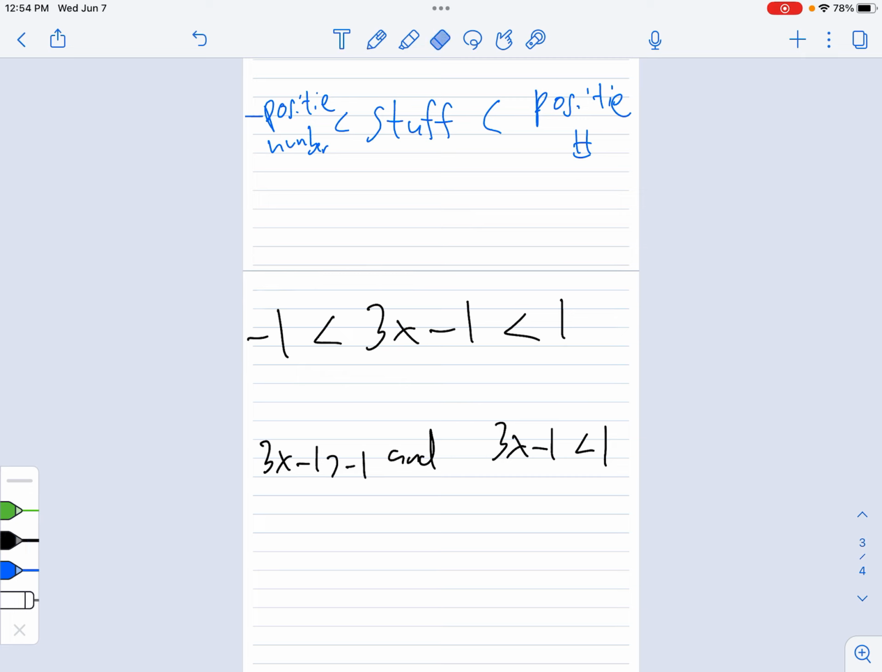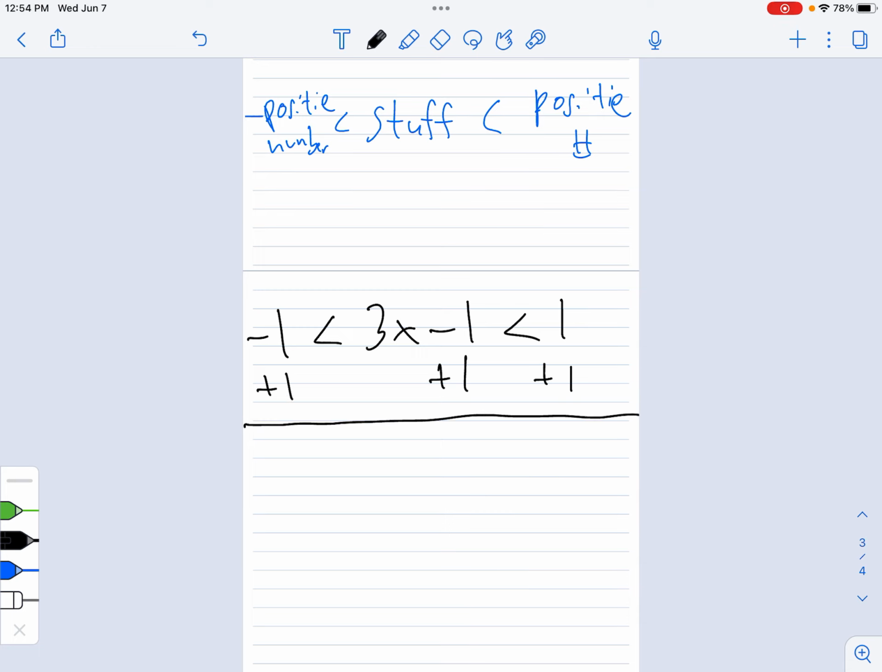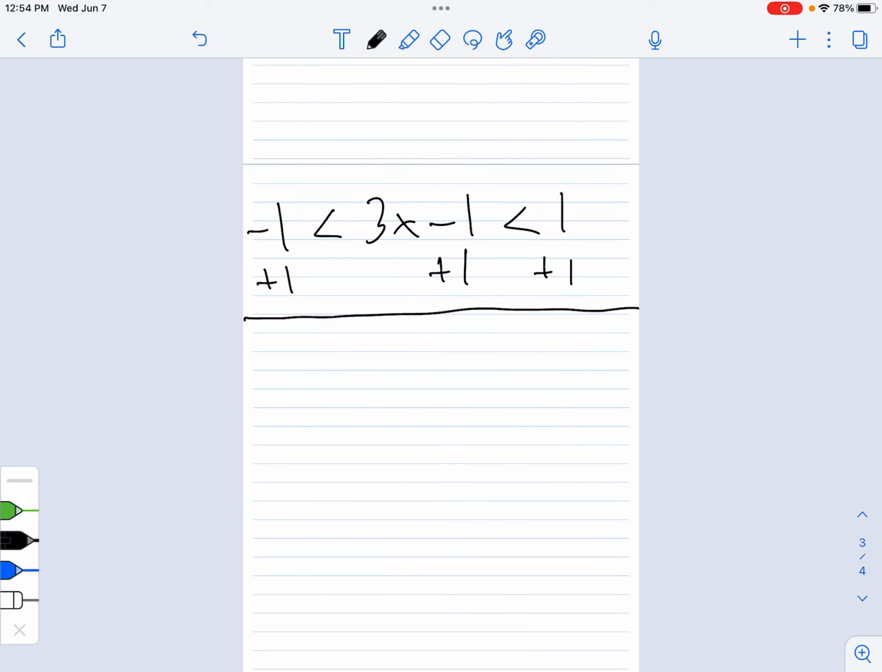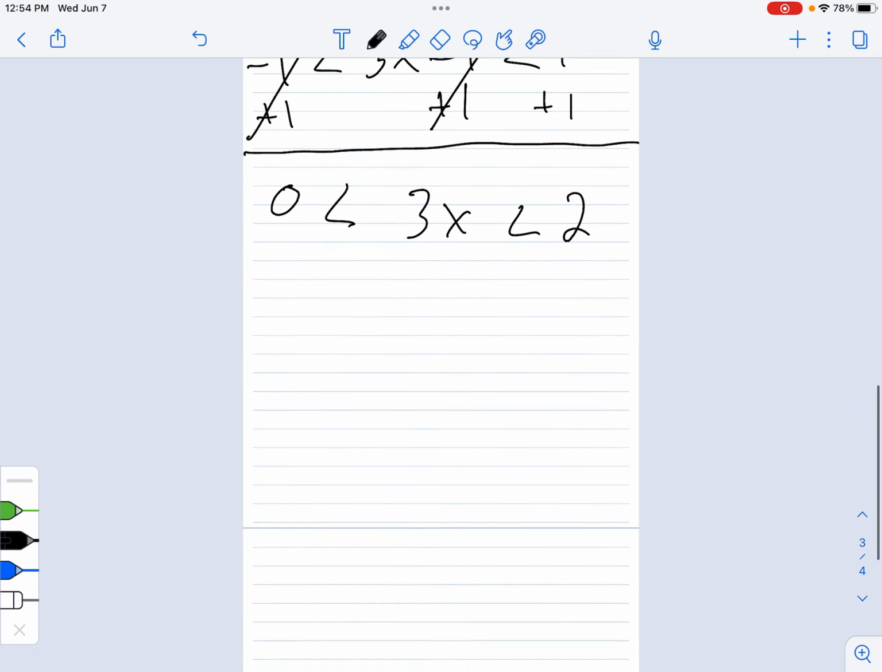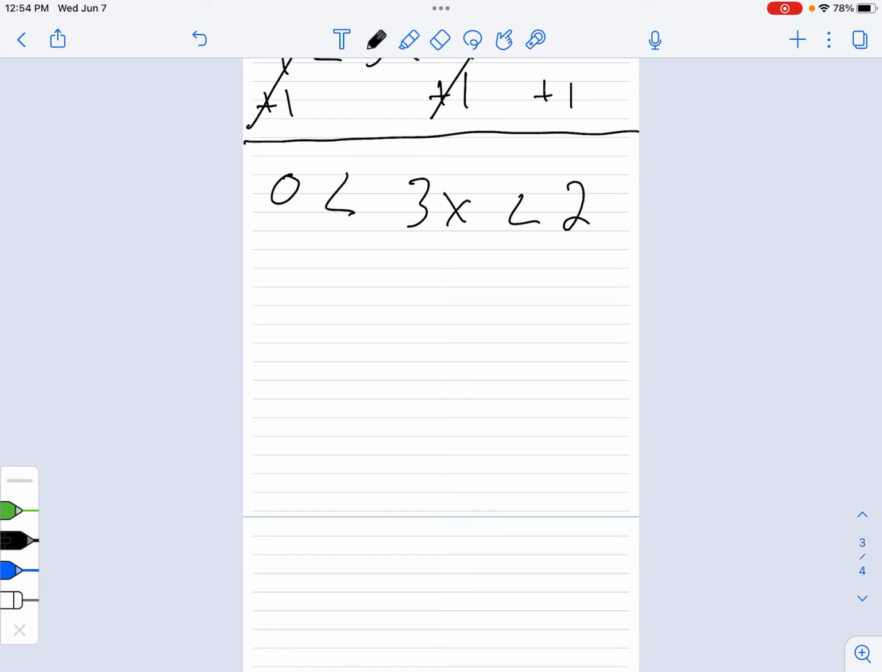All right, so now let's go back to the inequality at hand. I'm going to isolate the x. So I'm going to add 1 to the middle, and I'm going to add 1 to the other sides of the inequality. So it works a lot like an equation. Minus 1 and 1 make 0, minus 1 and 1 make 0, so you just have the 3x left in the middle, and 1 plus 1 is 2. The next step, just like an equation, is to isolate x.